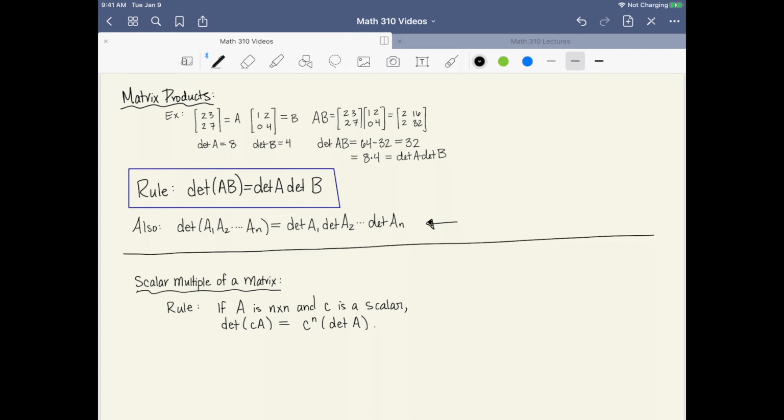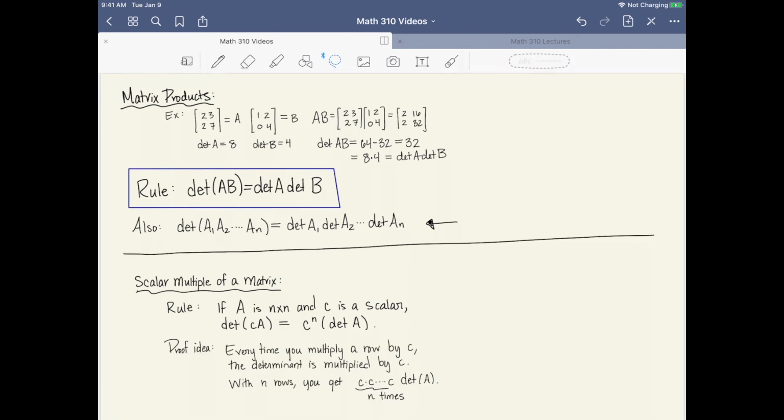The proof idea for this is that every time you multiply a row by your scalar C, the determinant gets multiplied by C. So if you have n rows, you get C times C times C times C, n times total, giving you C to the n times the determinant of A. Let me just jot down what I said. So one thing to keep in mind is when you see parentheses in these formulas, determinant of CA, as opposed to C times the determinant of A, it's important to notice those details because it really affects the formula. All right, let's look at a little example.